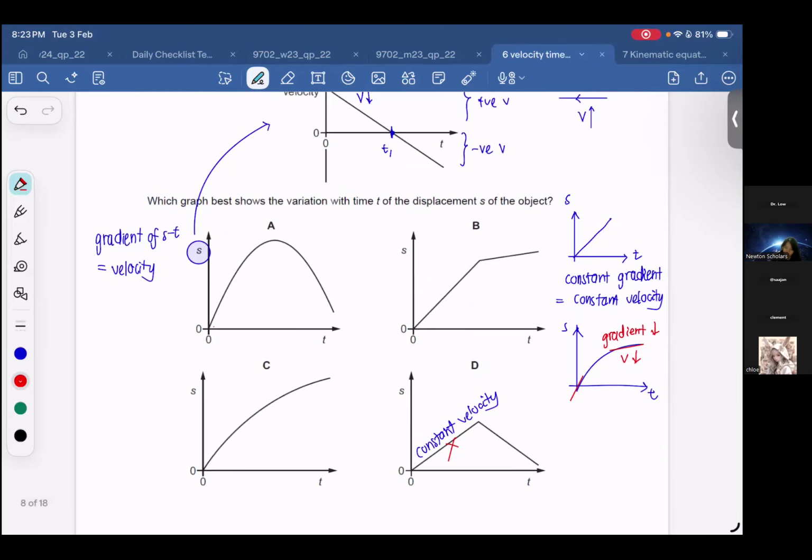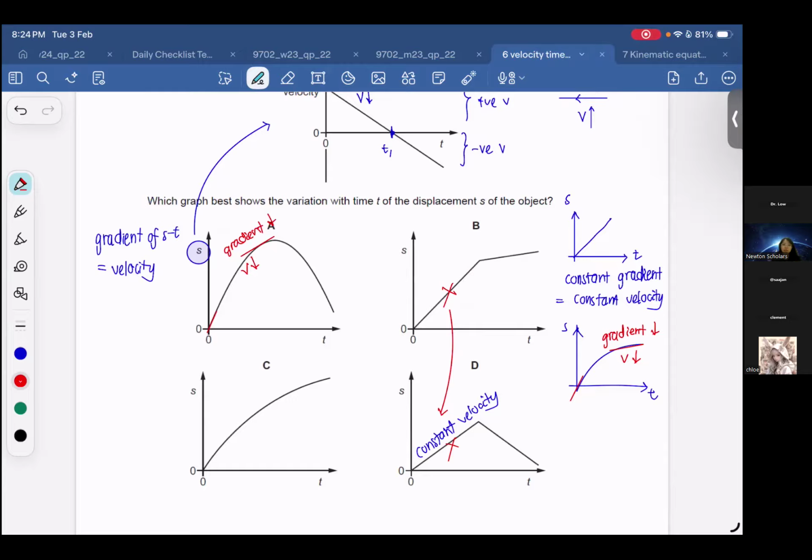Can you see that this is the part like this and then like this? I draw like this. Can you see that the gradient decreases? Less steep, the line is less steep. So this one means that in this region the velocity decreases. This part, constant gradient, is also wrong. Same idea as this one. So it's wrong. Only A and C we need to consider.